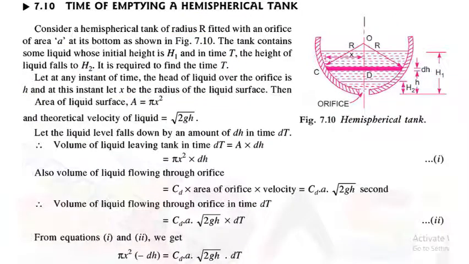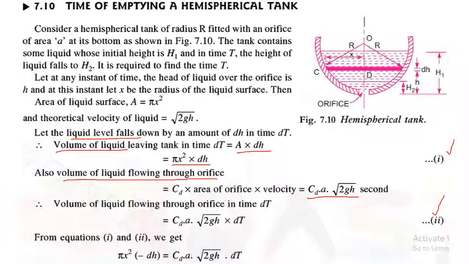So, like the previous derivation, the liquid level is falling down. So the volume is A into dh, that is pi x square into dh. And the theoretical volume of liquid flowing through the orifice is given by CD into A into square root of 2gh. So, like in the previous derivation, we are equating equations 1 and 2.